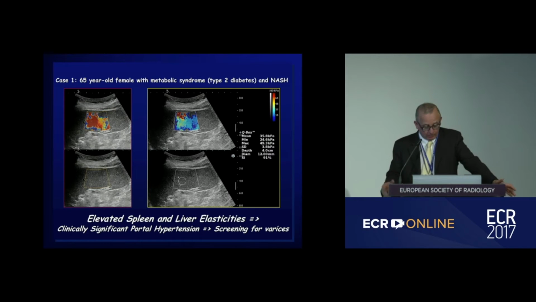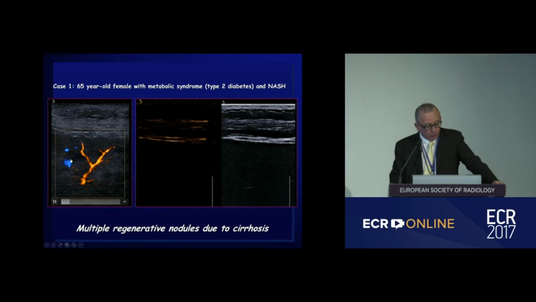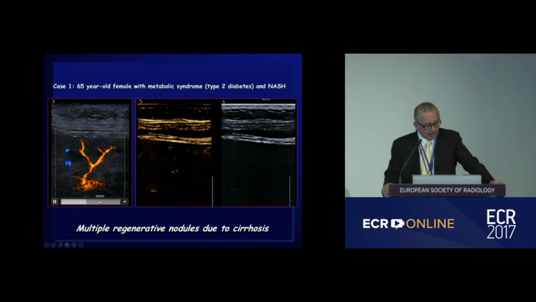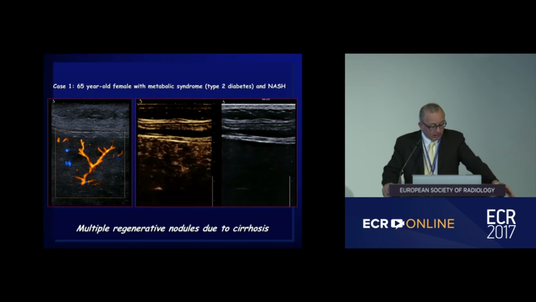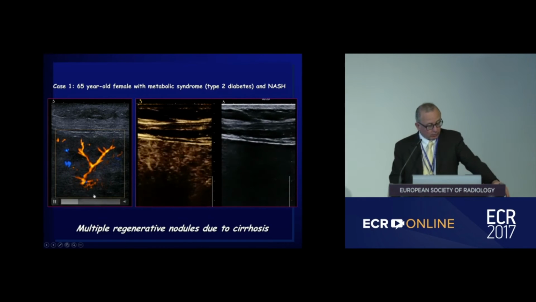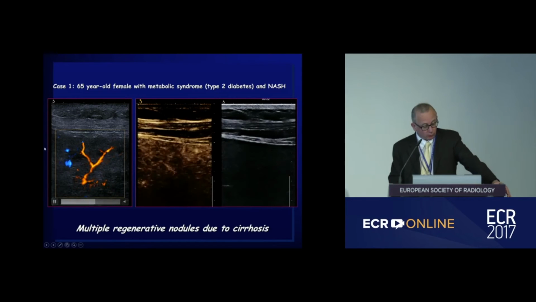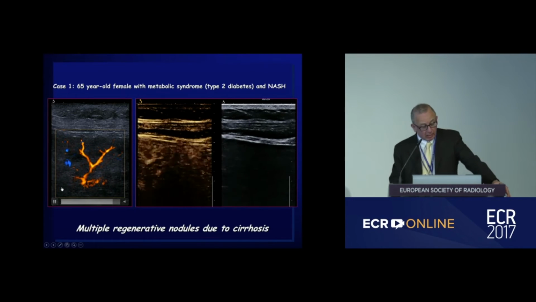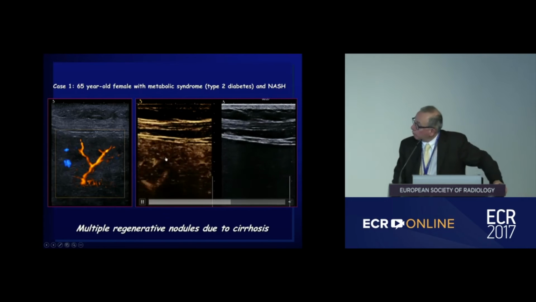cirrhosis and portal hypertension. Of course, the next step will be a more defined analysis of the liver parenchyma. And then you see all of these small nodules, both the disturbance of the blood flow with the angioplasty techniques and with contrast. You see all of these small nodules.